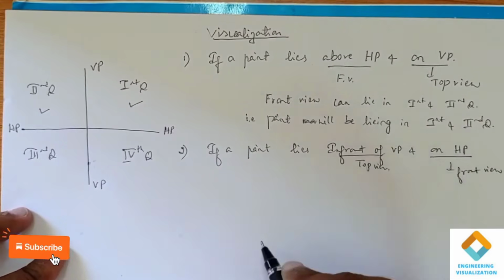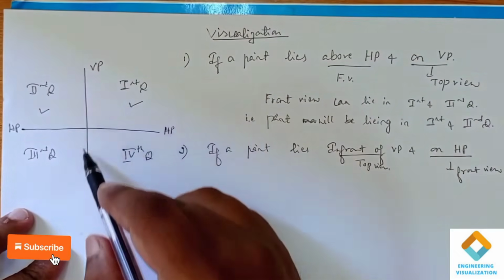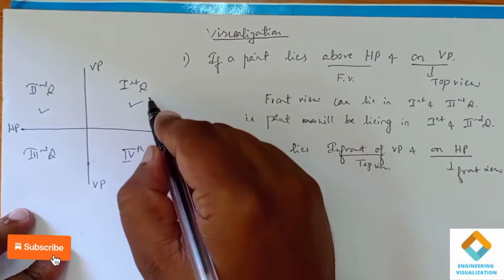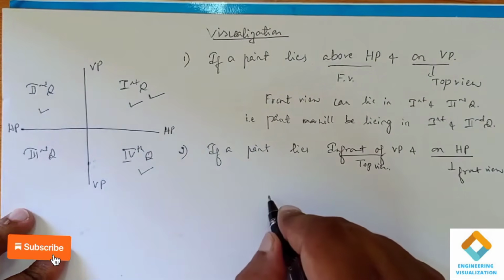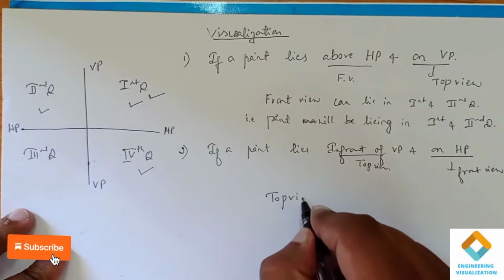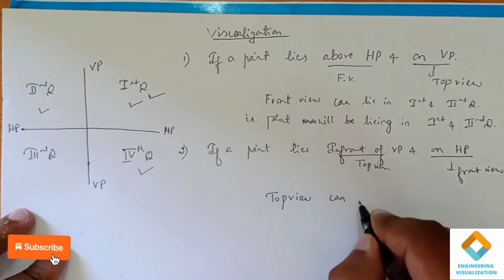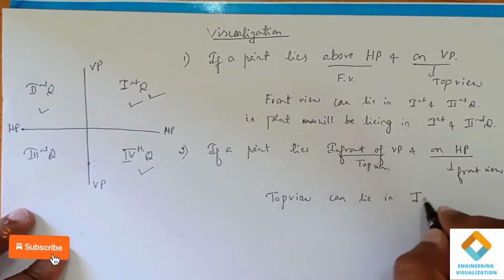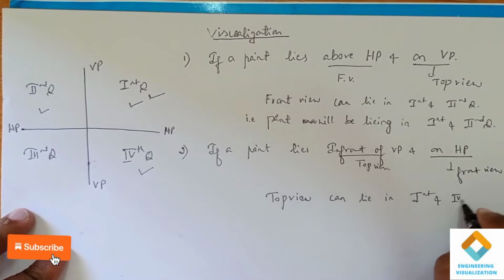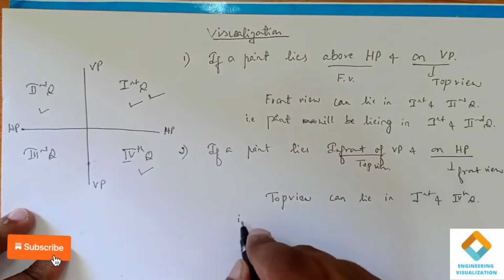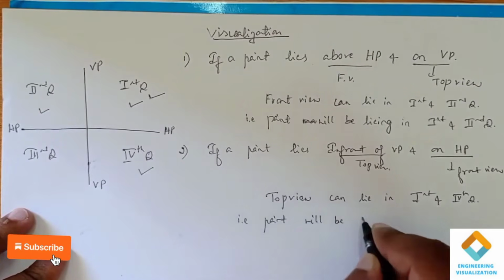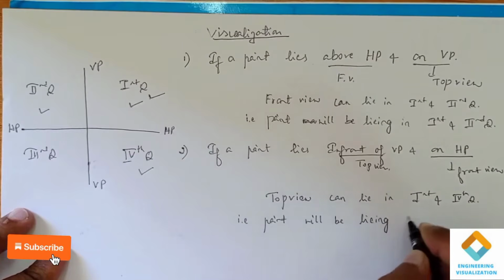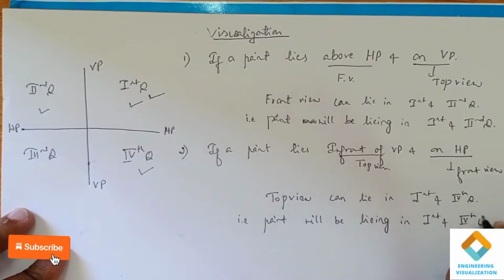So where will the top view be lying? In front of VP, this is our vertical plane, and there are two chances. Our top view can lie in the first and fourth quadrant. So we can write that the top view can lie in the first and fourth quadrant. That is, the point will be lying in the first and fourth quadrant.